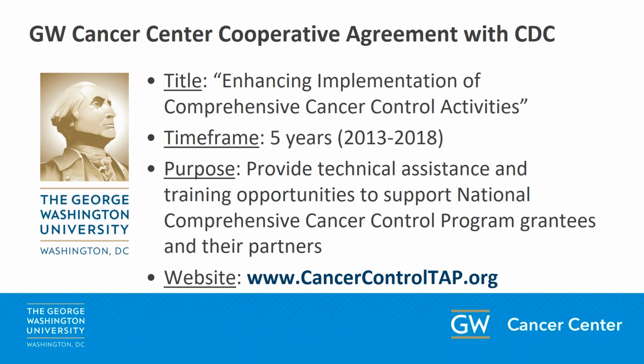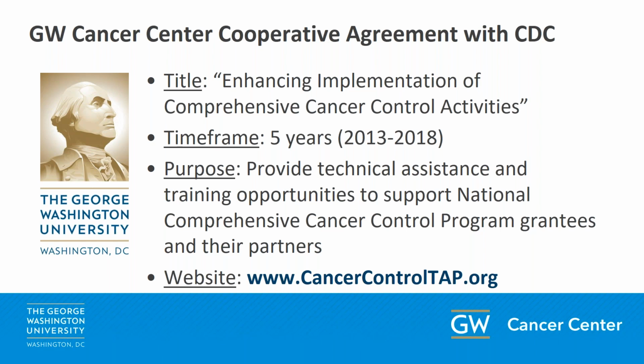So just to tell you a little bit about my organization, GW Cancer Center, so that I can tell you a little more about how we use social network analysis in our programming. GW Cancer Center was awarded a 5-year cooperative agreement by CDC to provide technical assistance and training opportunities to support National Comprehensive Cancer Control Program grantees and their partners. This agreement spans from 2013 to 2018, and we are currently in the 4th year, which ends at the end of the month. So we're in a rush right now to get some deliverables out the door.